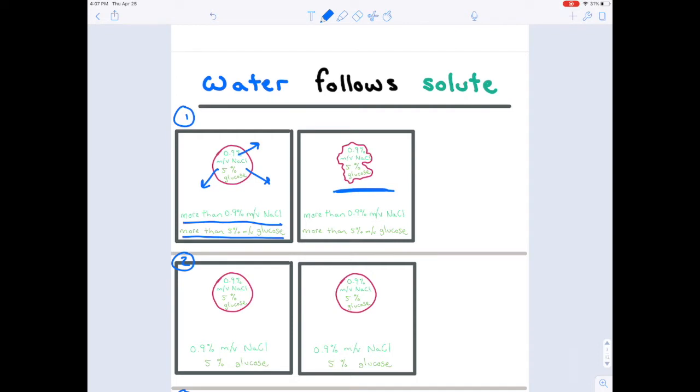And so if you have more solute in the solution, the Greek prefix for more would be hyper. The word for solute is tonic, and that's to describe the solution outside of the cell. So that solution outside of the cell has more solute, so it's hypertonic. And the cell shrivels up. So the fancy way of saying shriveling is crenates. So that's shrivels or wrinkles up.